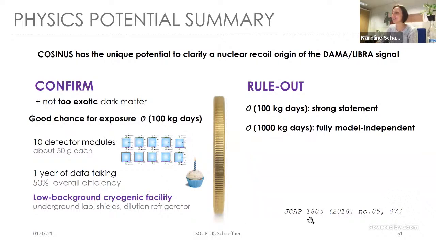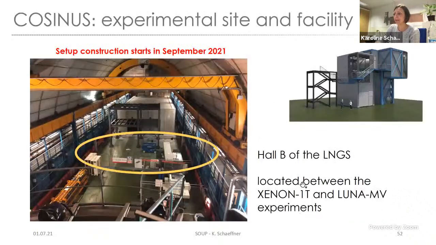If you want to really, in a model independent way, rule out their signal, we have to run about 2.5 years to accumulate 1,000 kilogram days, but then 25 detectors to really rule them out or confirm them.